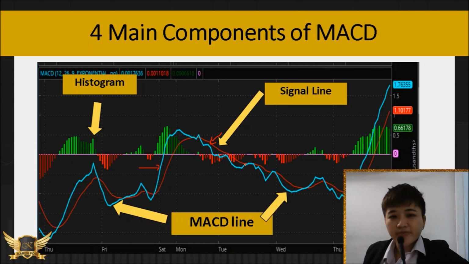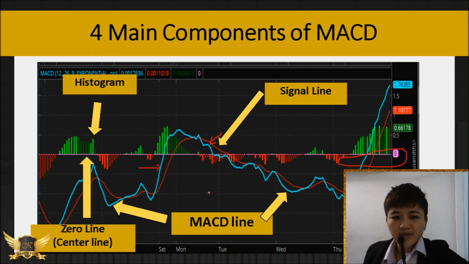And of course, that's the fourth component of MACD. And what is that? You see this purple line right here? This is your zero line or your center line. As you can see, because the histogram oscillates below and also above, and also for the MACD line and signal line, it oscillates below the center line and then goes above the center line, right? That's why some people call MACD a centered oscillator, alright?